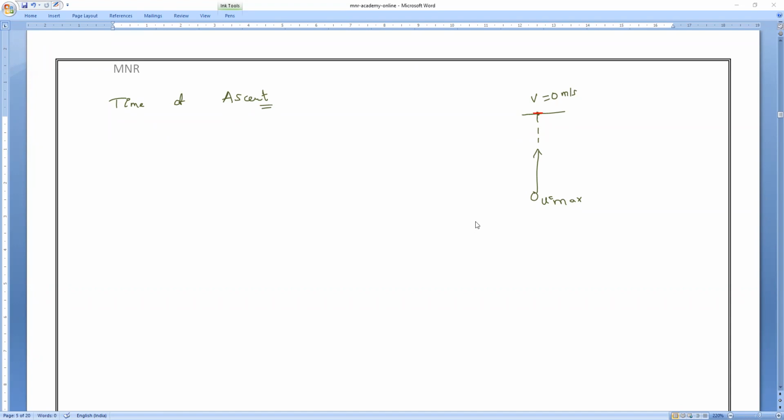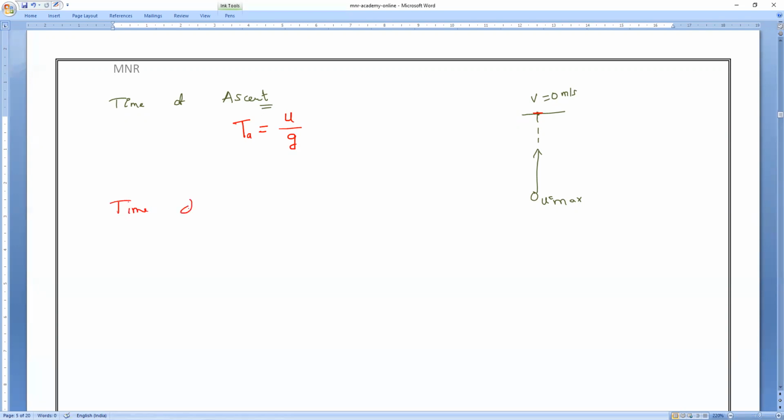Okay. So now if you observe very carefully, we are going to see the next one. The time of ascent formula is what? I have taken it as TA. So TA is equal to what is the formula? Respond, guys. U by g. Next.